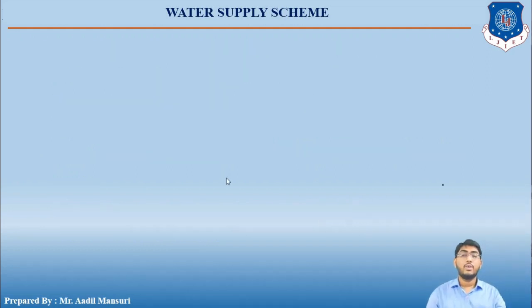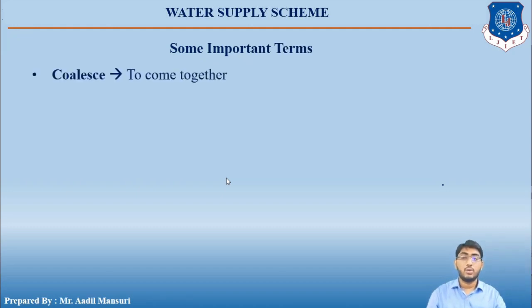Okay, so let us now have a look at some of the important terms, and the first term is coalesce, right? So the meaning of coalesce is to come together, right? So when you add a chemical like a coagulant into the water, those particles which are heavier will settle down, but those which are not able to settle down and are moving constantly will, due to the addition of coagulant, come together, and this phenomenon is known as coalesce.